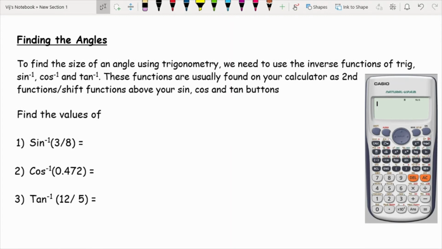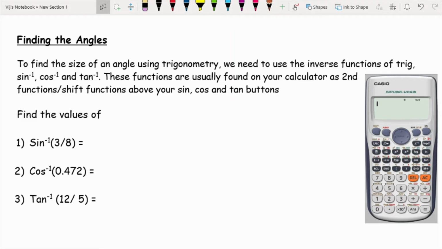When finding the angles, to find the size of an angle using trigonometry, we use the inverse functions of trig, and these are represented by inverse sine, inverse cos, inverse tan. Now, I know some of you might be tempted to call this sine minus 1, cos minus 1, tan minus 1, like many of my students in my class. However, the proper name is inverse sine, inverse cos, and inverse tan.